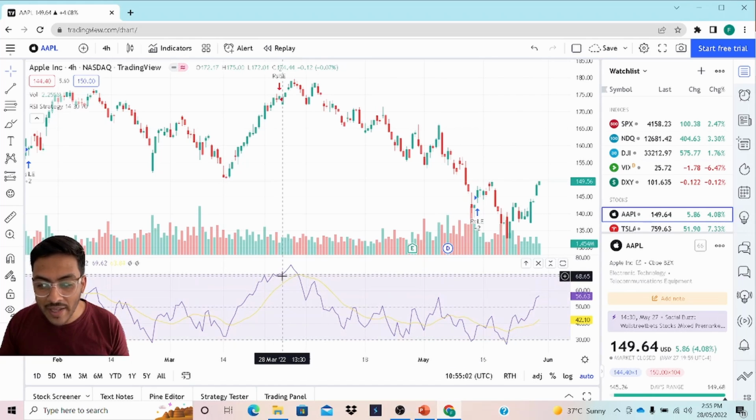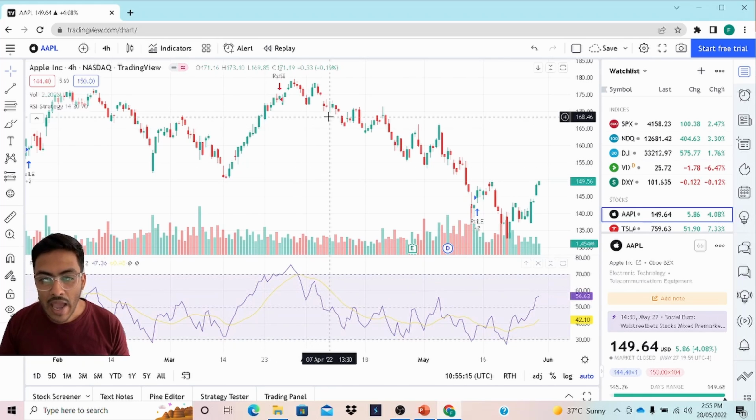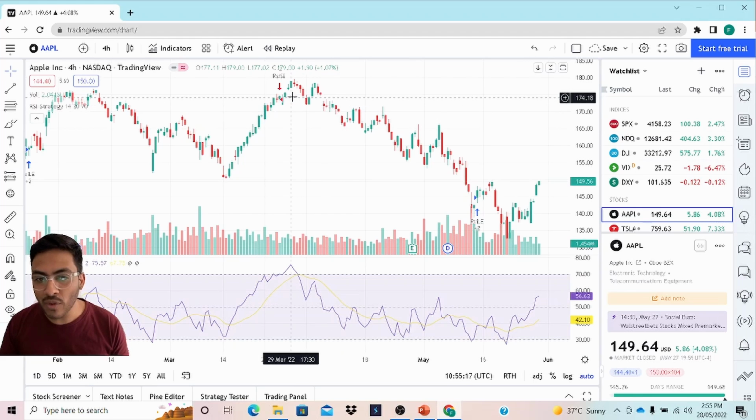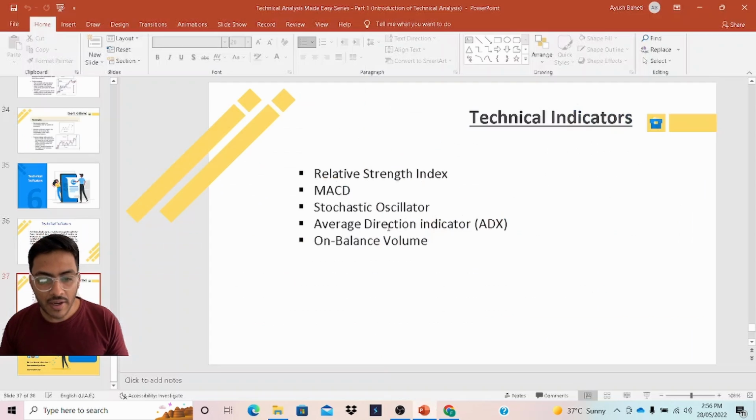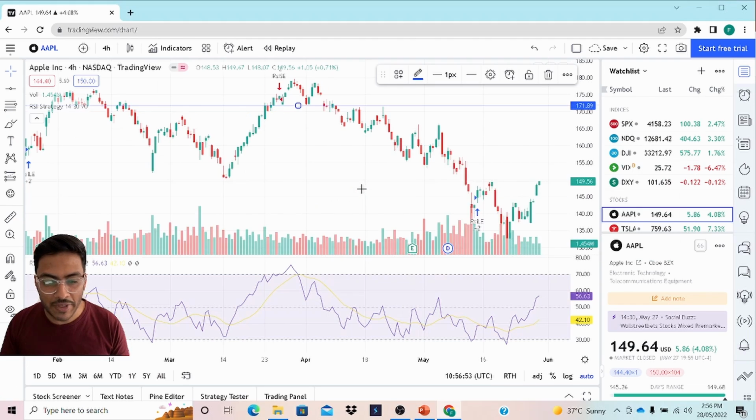The strategy is you don't sell as soon as it reaches 70. What you have to do is wait for the price to go down and at least reach the 60 level. And if it goes below the 60 level, then you can sell from there. And also you have to take note of what is happening on the chart. So this is how you can trade using RSI. Let's switch to MACD.